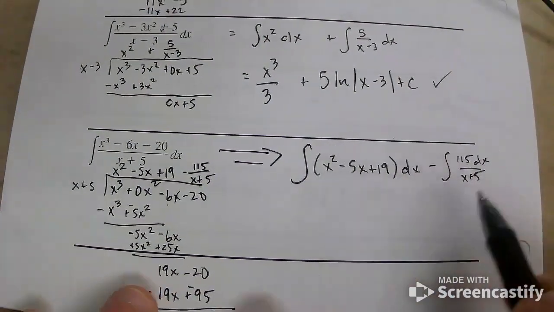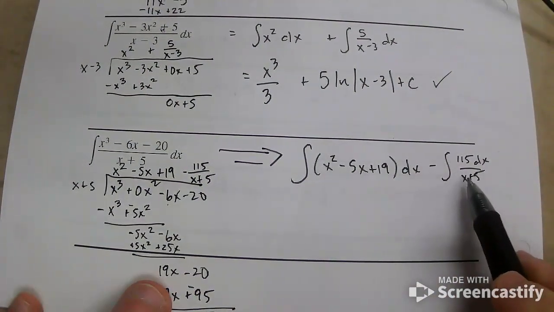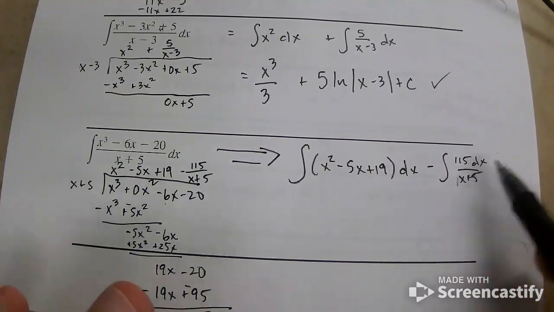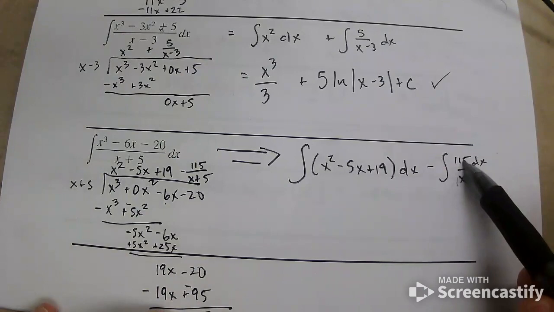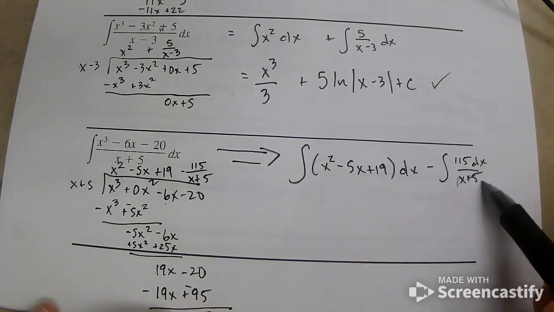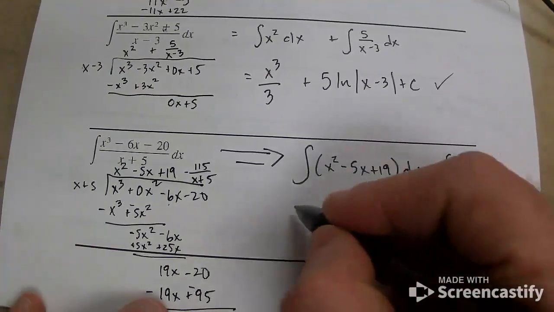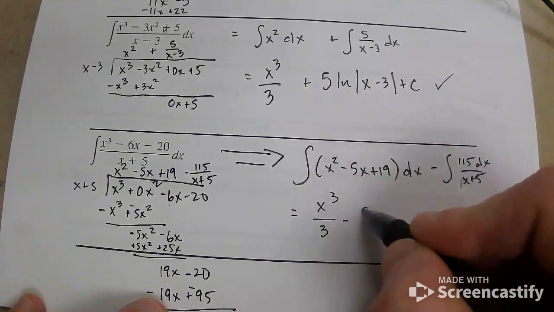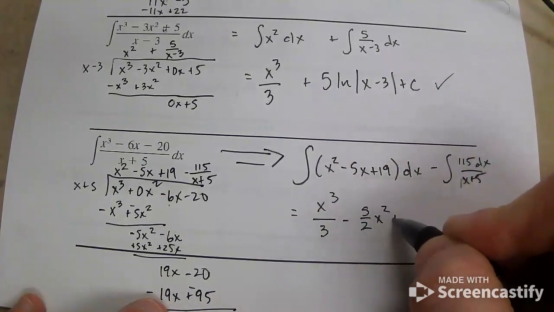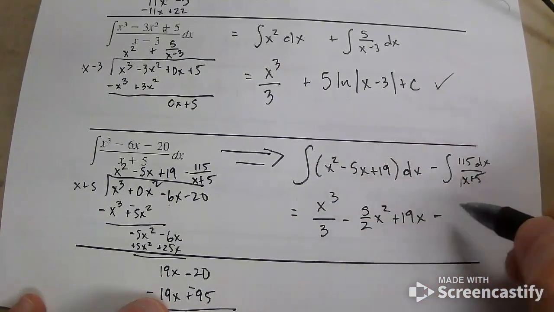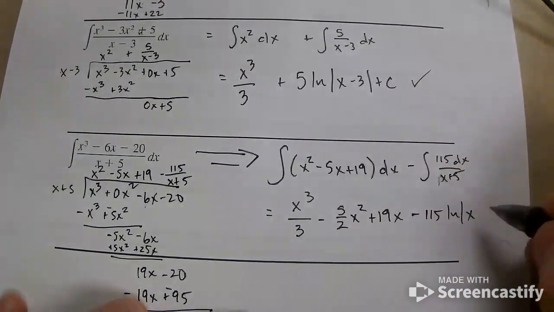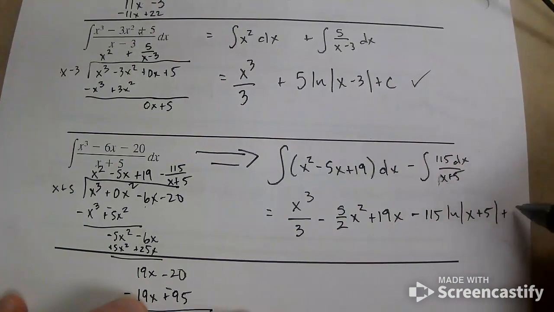This is straight power rule. This is degree 1, so your derivative, since the scalar coefficient here is 1, is just going to be dx. So I could pull that negative 115 on the outside, and maybe it'll be a little easier to notice that this is just going to be the natural log of x plus 5. So once all said and done, this is going to be x cubed over 3 minus 5 halves x squared plus 19x minus 115 natural log of the absolute value of x plus 5 plus c.